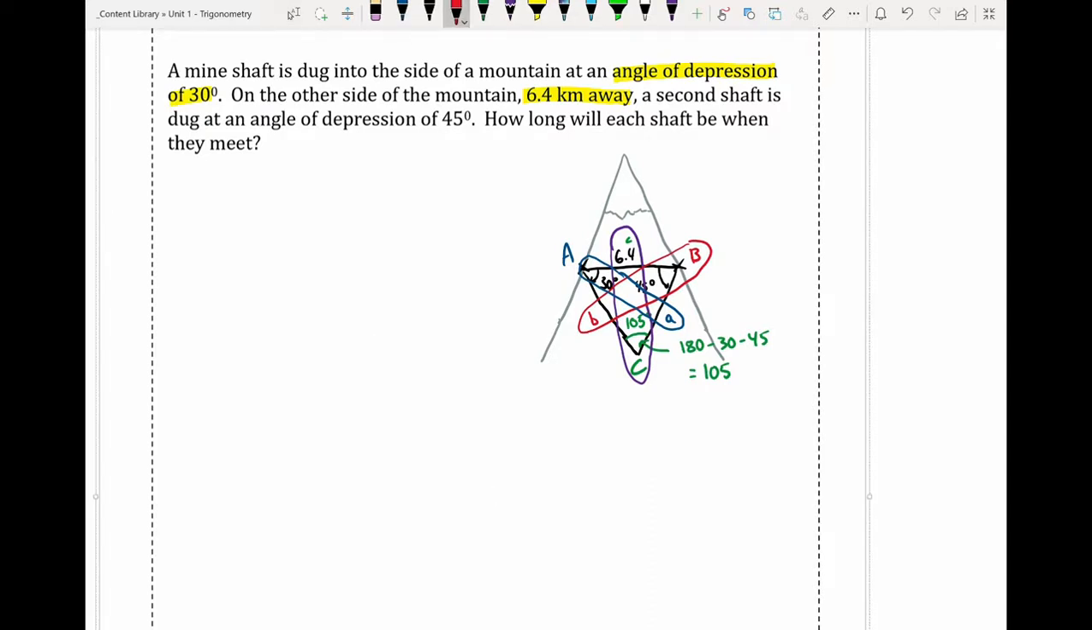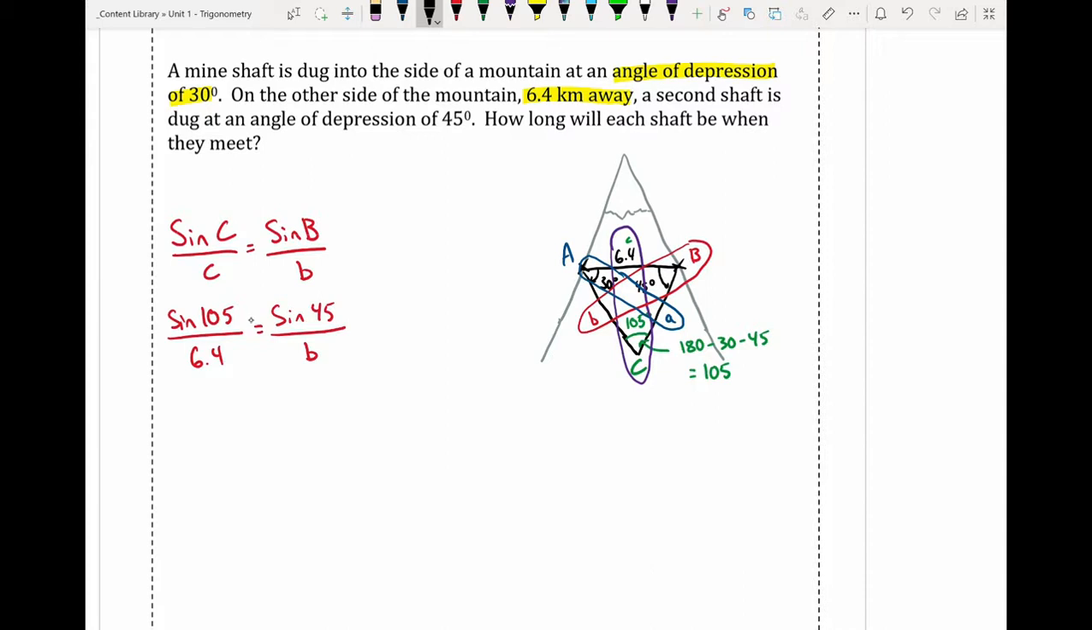Actually, let's look for side B first. What I'm going to do is start with sine C over little c, sine B over little b. So sine C is what I've labeled as my first pair. What you choose to label it as is up to you, as long as you recognize that that's a full pair. So the angle C is 105, side C is 6.4. Angle B is 45 degrees. Little b, we don't know.